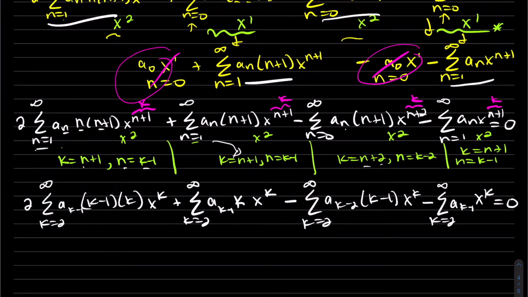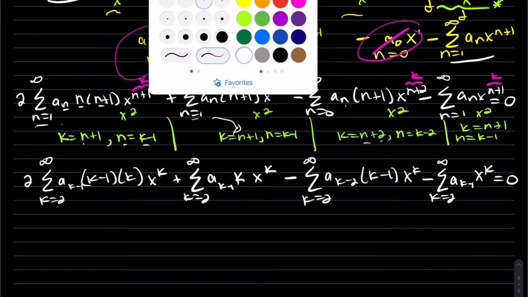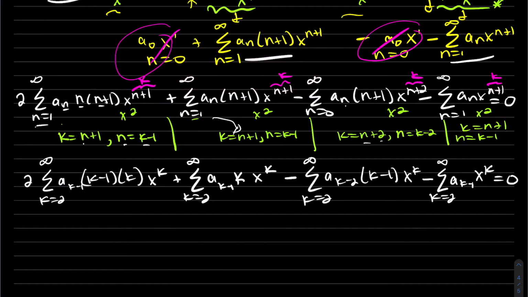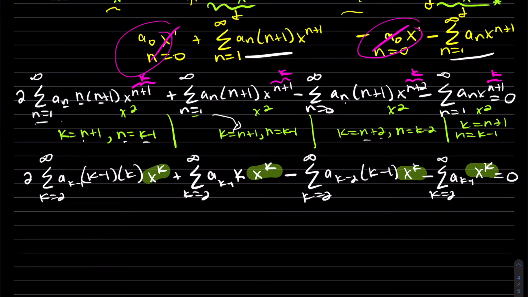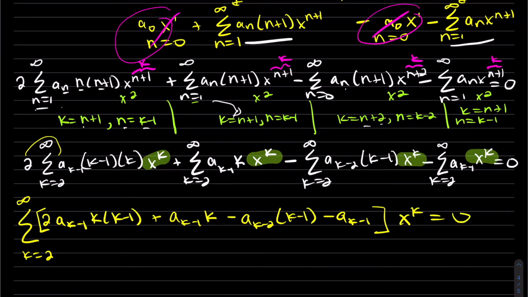Okay then, now we're ready to add them. They're all the same power, they're all the same index, we're good to go. So we do have x to the k in all of them. We'll factor that out. That 2 can be brought in. Can flip this order. Okay, so we have one series now.